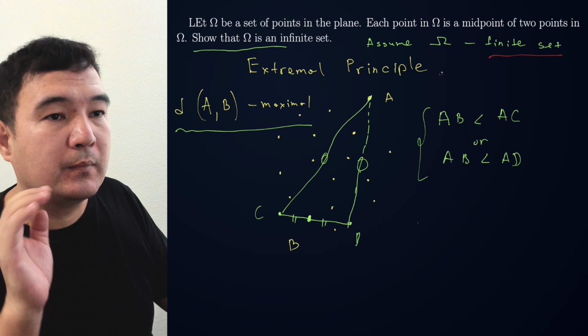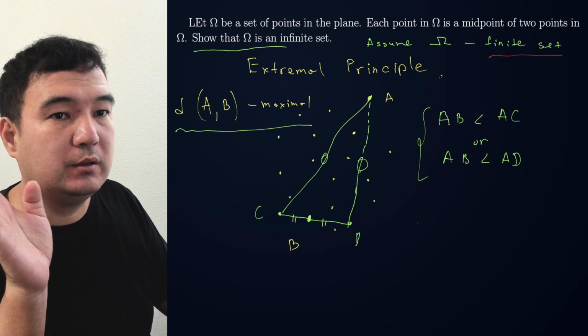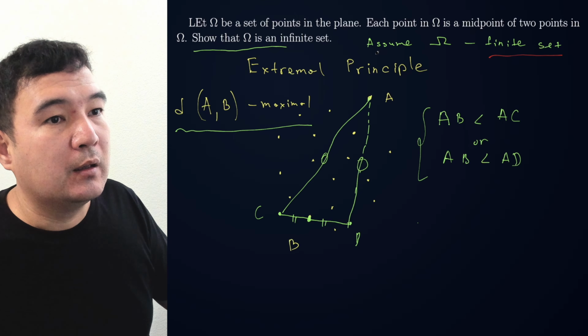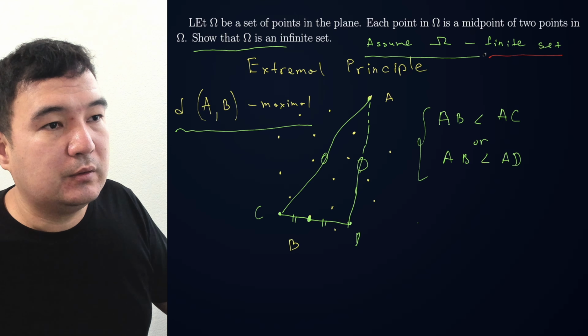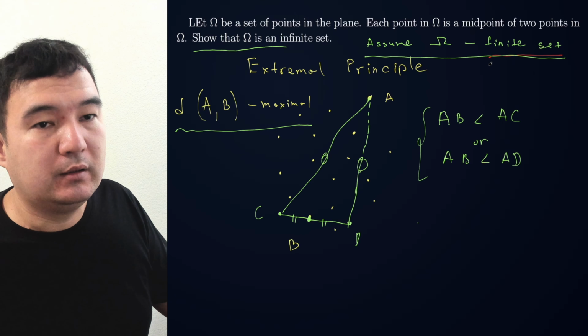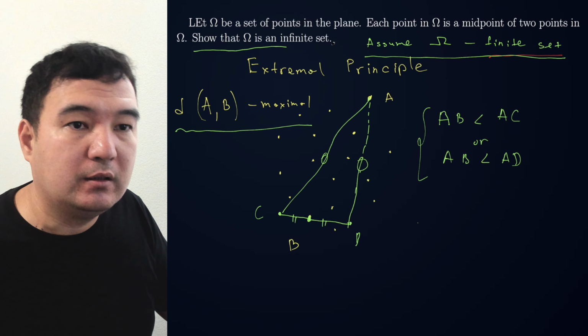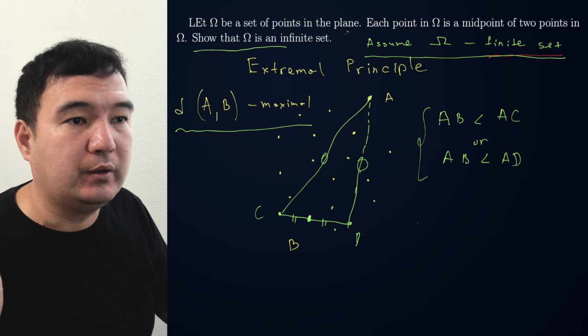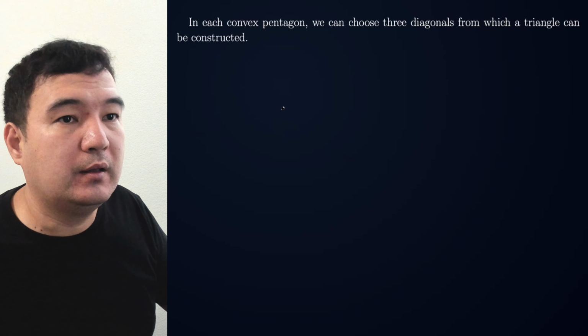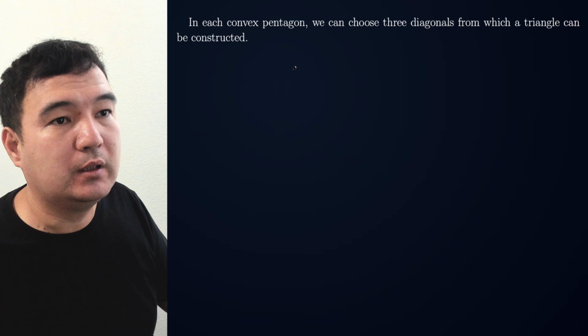So going back to the chain of assumptions, we reach this assumption, and it turns out we cannot assume that omega is a finite set, which means omega is an infinite set of points. Next example is with convex pentagons.